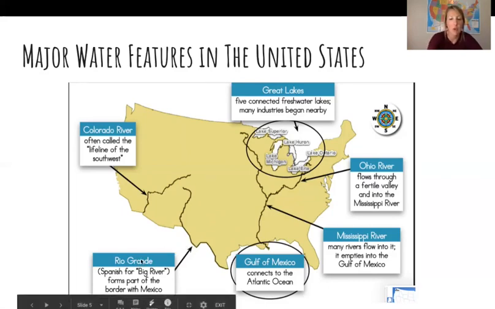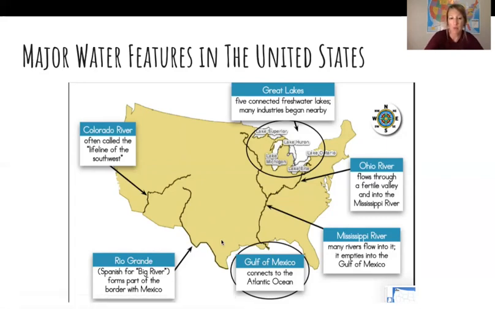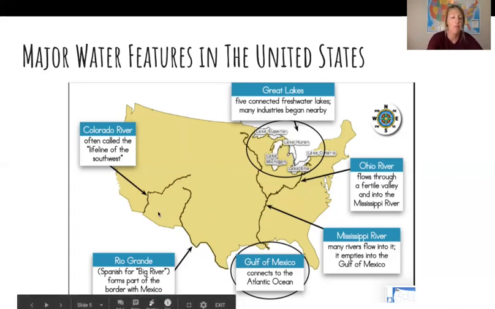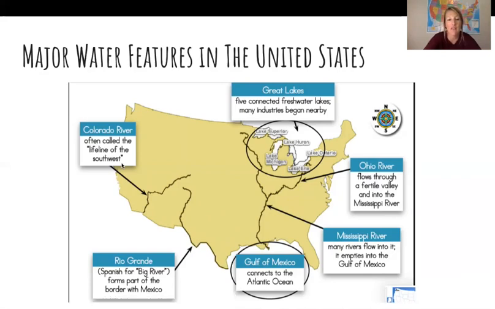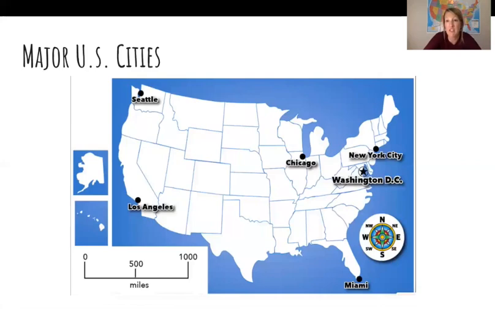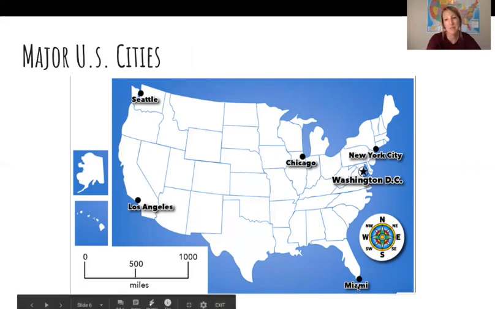Then over here towards the west, we have the Rio Grande. It's Spanish for big river. It forms part of the border with Mexico. And then we have the Colorado River, often called the lifeline of the Southwest, right over here. Some major cities in the United States, we have Seattle out in the northwest, Los Angeles out west, Chicago up north, New York City, Washington, D.C., and Miami.